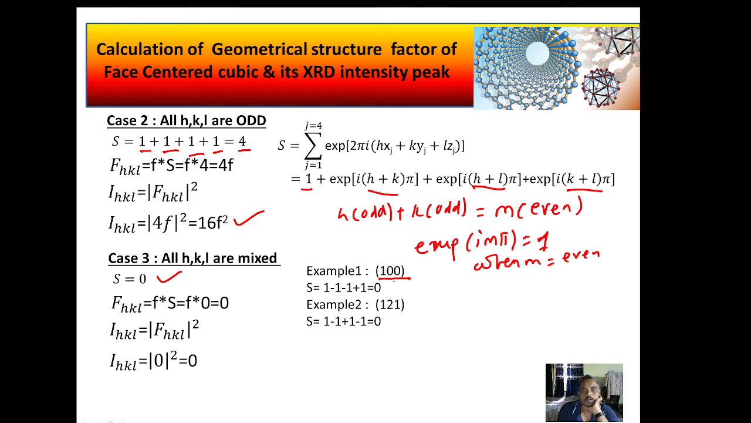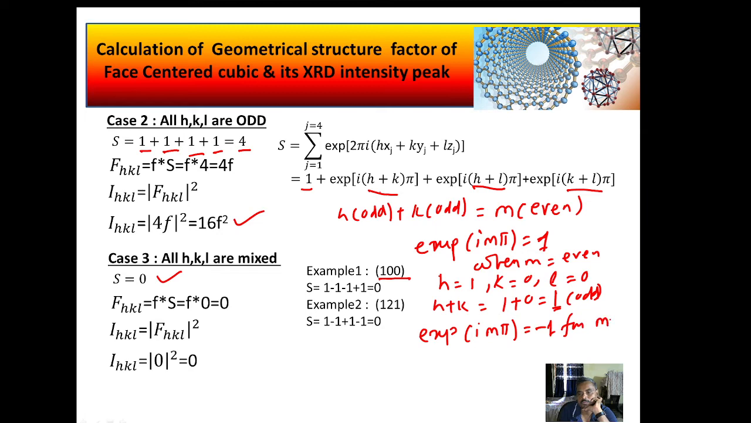Okay, so in this case, in the first term H plus K, here H is equal to 1, K is equal to 0 and L is equal to 0. Now what about H plus K? H plus K is equal to 1 plus 0 is equal to 1. So this is odd. Now you know, when you take the exponential for an odd number, exponential of i M pi is equal to minus 1 for M odd. Okay, that is a general thing that you know. Because this addition is giving us an odd number, that means M is odd, so this factor will give us minus 1. So this is what we have got, minus 1.